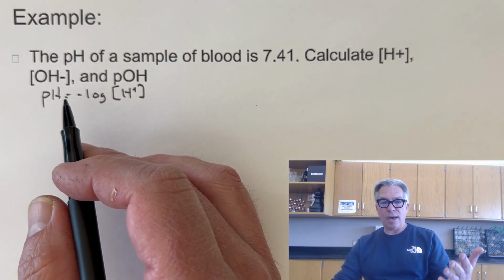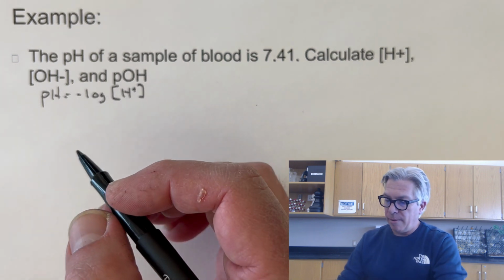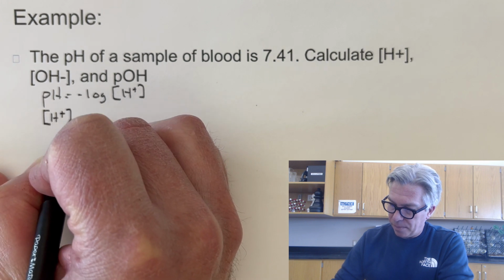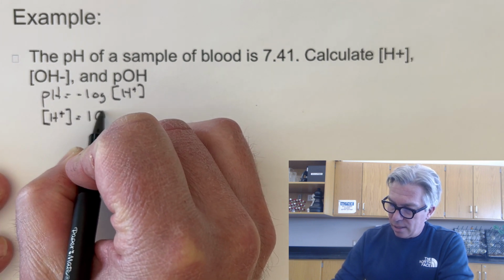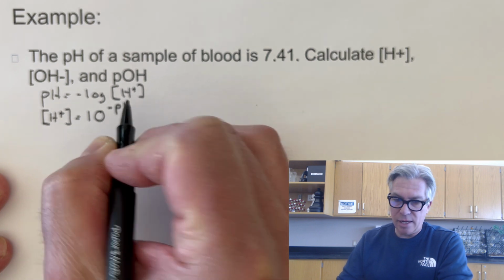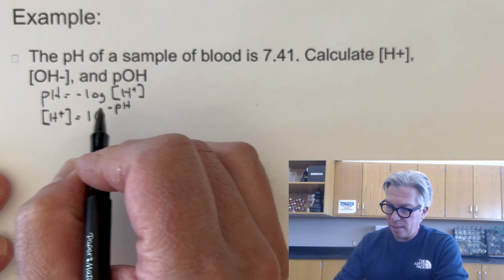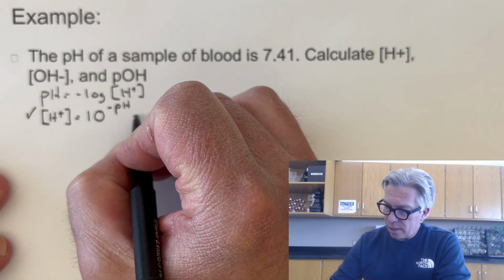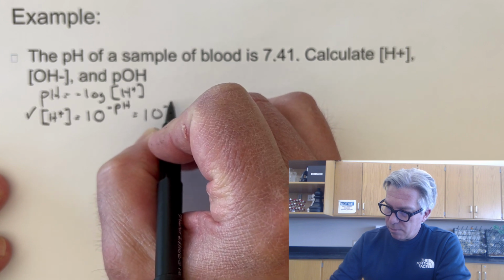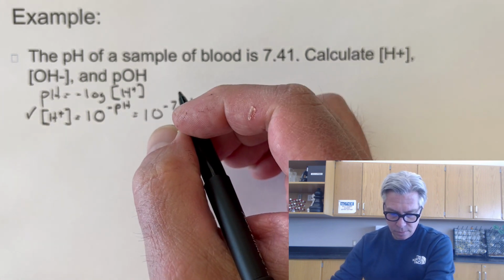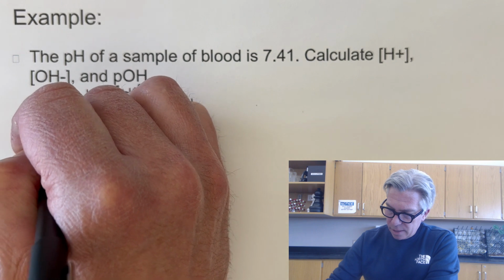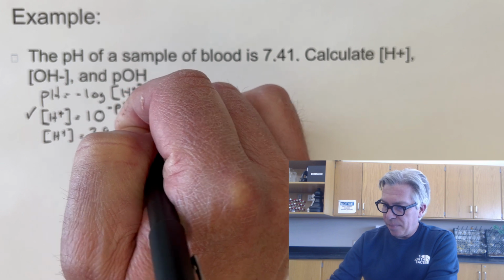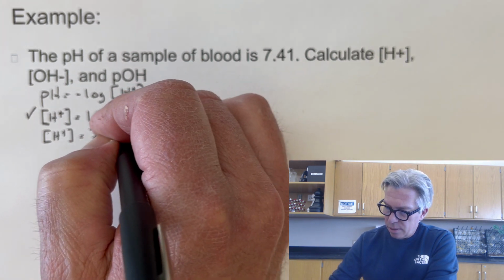But I want to talk about how you would rearrange this and do the math. To rearrange this equation to solve for the H plus concentration, you actually end up raising 10 to the negative of the pH value. Okay, that's just a rearrangement, and that's something that you will likely see on an equation sheet as well. So we're going to make it 10 to the negative 7.41. And if I do that properly, I'm going to get the H plus concentration to be 3.9 times 10 to the minus 8, and that is in moles per liter.